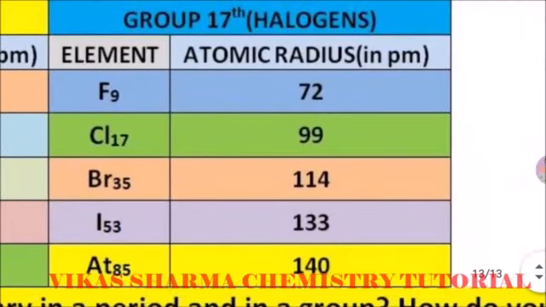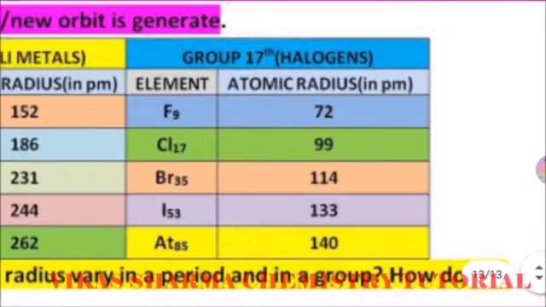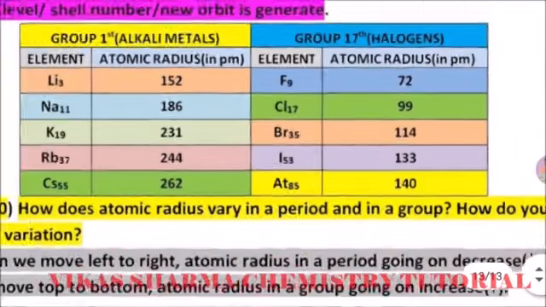In the case of halogens, fluorine has 72 picometer atomic radius, chlorine 99, bromine 114, iodine 133, and astatine 140. It means the effective nuclear charge increases, new orbits are formed, so the size in the case of halogens also increases.